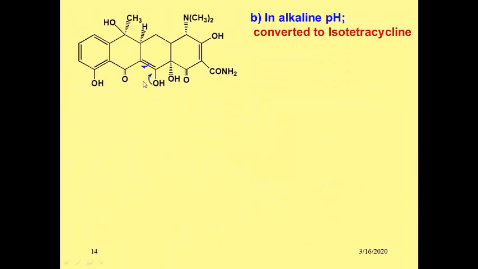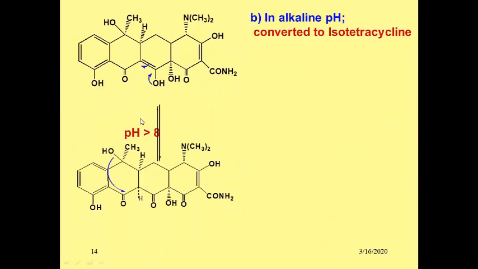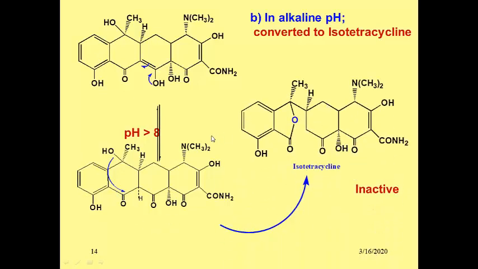In alkaline pH, the OH at carbon 6 attacks the carbonyl, resulting in breakdown of ring C and forming a lactone structure. Isotetracycline is inactive. So if you need a stable tetracycline, it should contain no OH at C6.